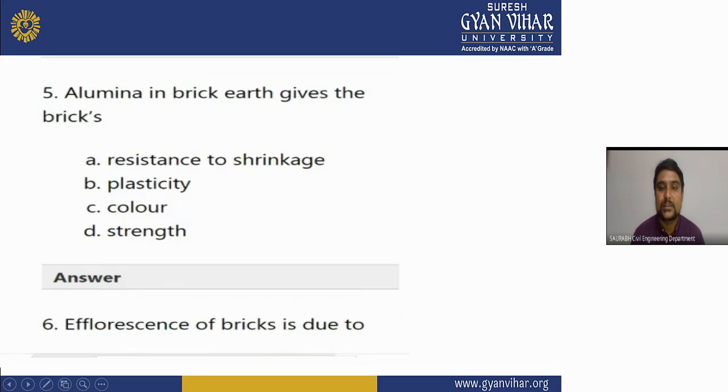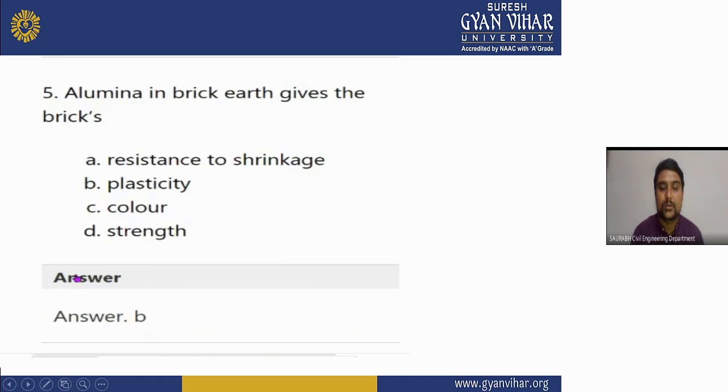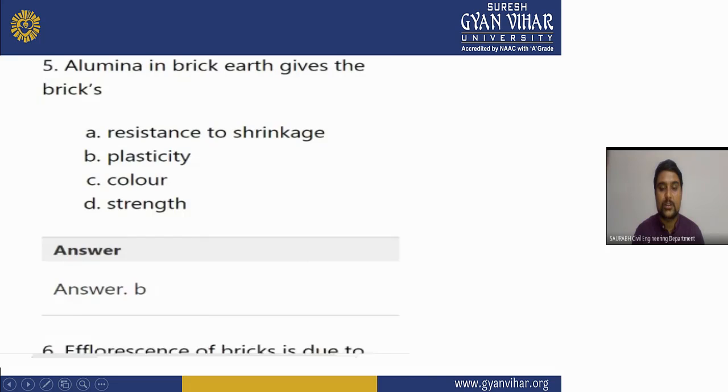Alumina in brick earth gives the bricks. What is the work of alumina in the brick earth? You will see here: A, resistance to shrinkage. B option is plasticity. C option is given color. And D option is given strength. Let's see what will be the right answer. Right answer will be B. Means alumina provides the plasticity in the brick earth, and there your right answer will be plasticity. Now come on the next question.